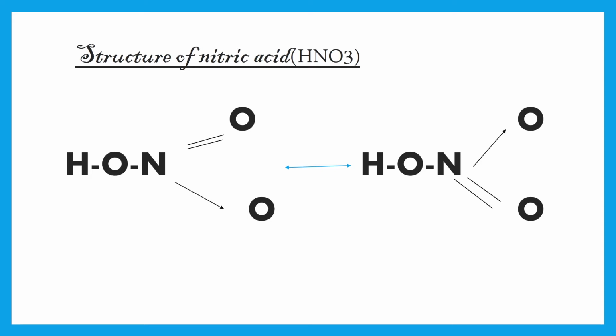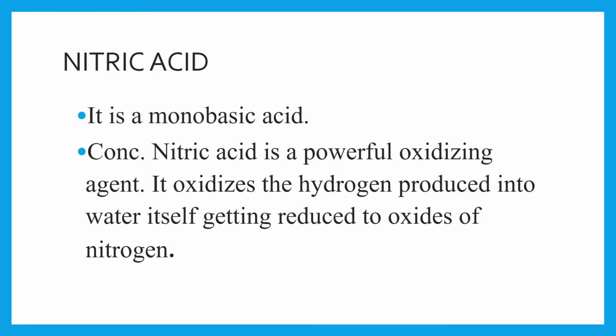The structure of nitric acid consists of two different resonating structures owing to the presence of lone pair on nitrogen and oxygen. Nitric acid with the formula HNO3 is a monobasic acid. Concentrated nitric acid is a powerful oxidizing agent. It oxidizes the hydrogen produced into water, itself getting reduced to different oxides of nitrogen.